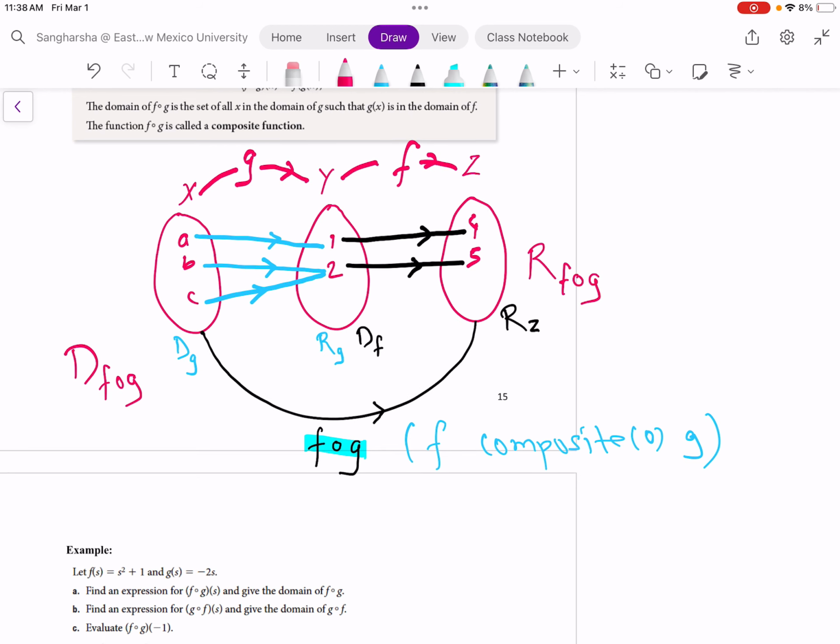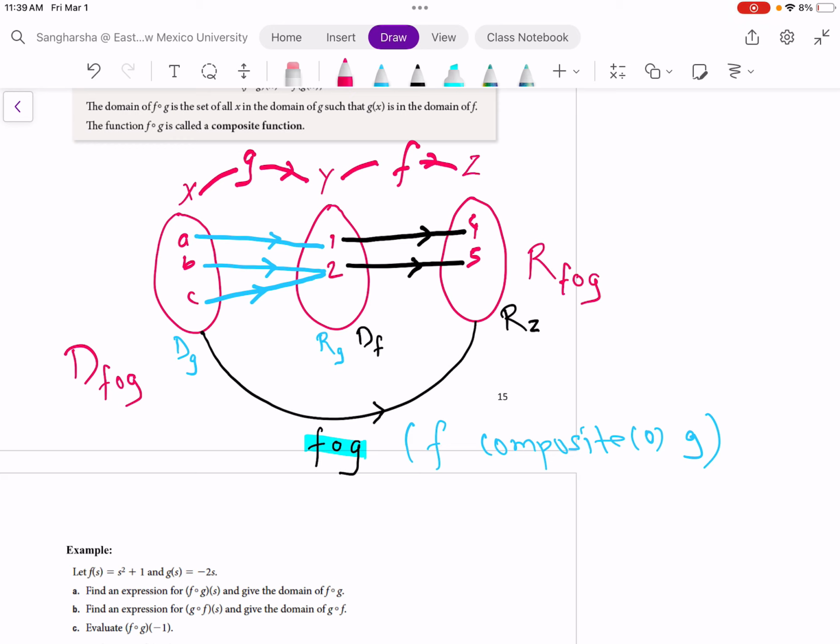So when your input is A, what is the output in this composite function? 4, right? So A is the input. When you input A, we get 1 here, and from 1 we get 4. So when you have your input A, we get output 4. And when we have input B, what output do we get here? We have 5. And when the input is C, what output do we get? 5.